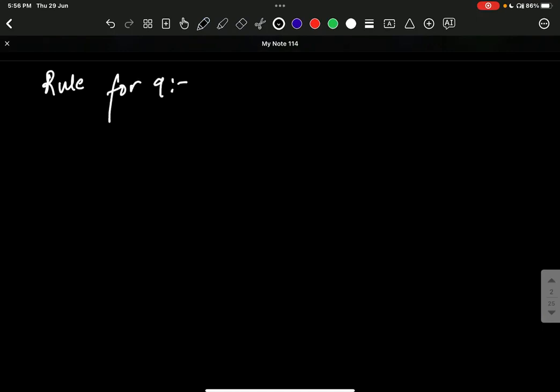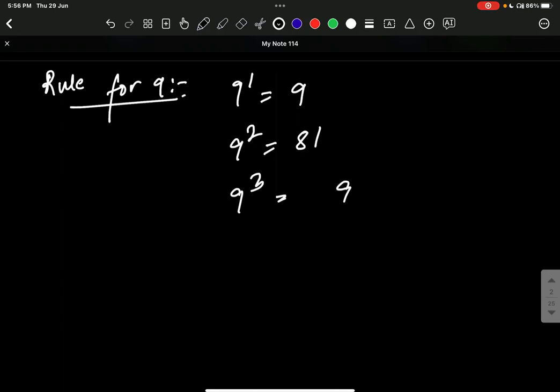Likewise, there is a rule for the numbers which are ending with 9. Rule for 9. Again, you can check it by yourself also, but I am doing a few for you so that you can understand, you can analyze what I am doing actually. If I am writing 9 raised to the power 1, that is 9. 9 raised to the power 2, that is 81. 9 raised to the power 3, that is 729.